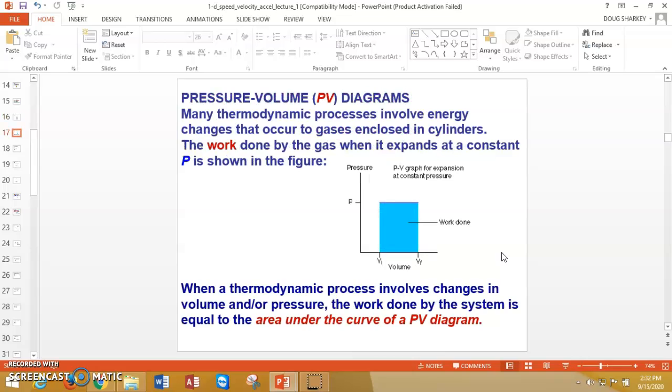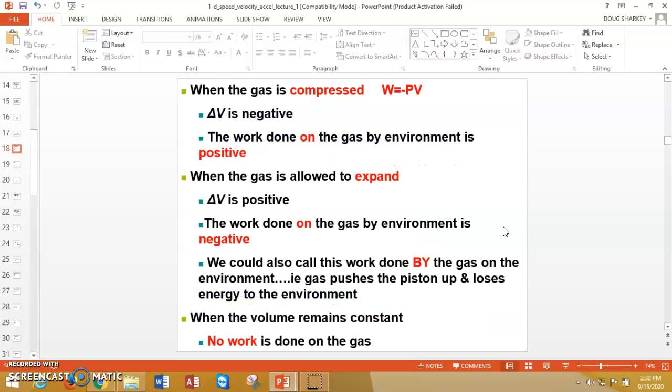We talked about PV graphs last time and how the area under the graph tells us the work done. Very important. We're going to talk more about these graphs in a minute. This has been very confusing, and it's still confusing, and I'm going to try again. When the gas is compressed, you are making the volume smaller, so the final volume is smaller than the initial volume, and your change in volume will be negative. You take a negative volume change and multiply it by the negative P, and you get positive work. The work done on the gas is positive.